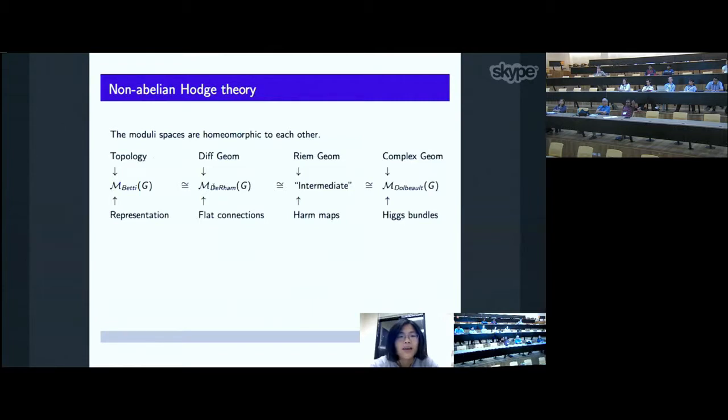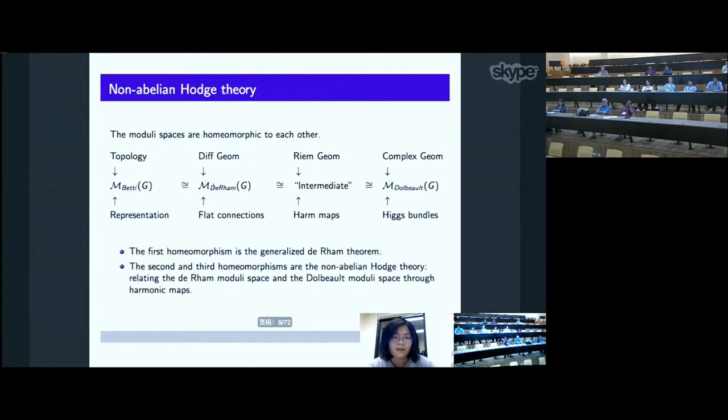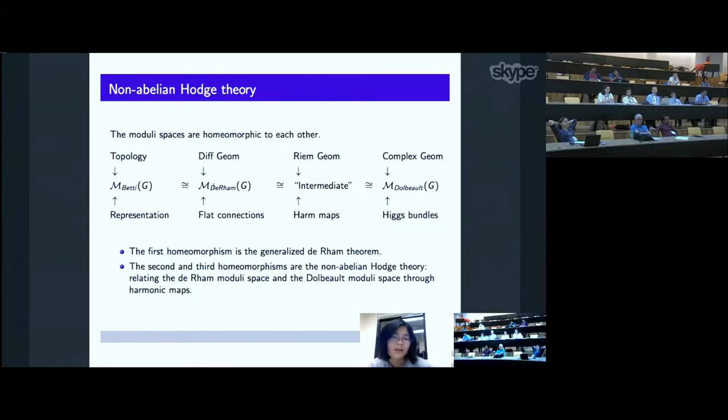So these moduli spaces are homeomorphic to each other. This is the core of non-abelian Hodge theory. So we can see they're related by homeomorphisms. The Betti moduli space is a topological object, and the de Rham moduli space is a differential object. And the harmonic map space is a Riemannian geometry object, and Dolbeault is a complex geometry object. Okay. So the most important are the second and third homeomorphisms. That's the non-abelian Hodge correspondence. It's relating the de Rham and the Dolbeault through looking for harmonic maps.